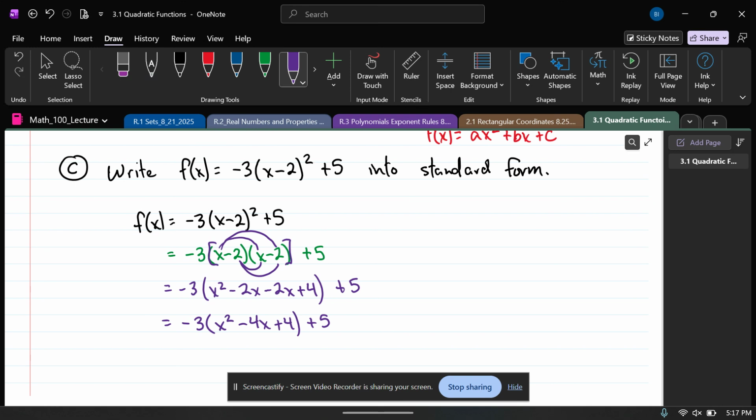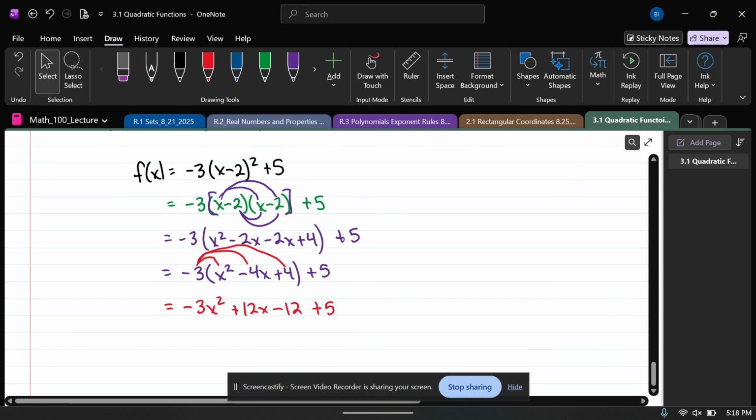Okay? So I've taken and I've multiplied that out. Now I've simplified a little bit. Now I'm going to distribute and simplify one more time. So I'm going to distribute this negative 3 to everything on the inside of that parenthesis. So that's negative 3x squared plus 12x minus 12. Now I still have the plus 5 hanging out on the end down there.